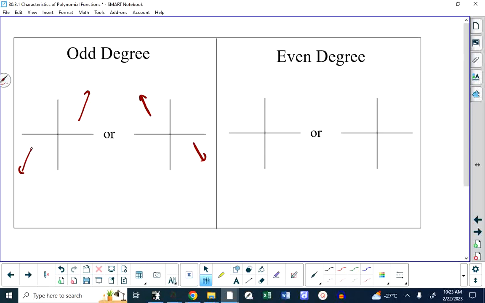The arms in an odd degree polynomial must be in opposite orientations. So they could be like this, the way I'm holding my arms, or like this. If it's even, both arms must be up, or both arms must be down. This is what we talk about when we say end behavior.